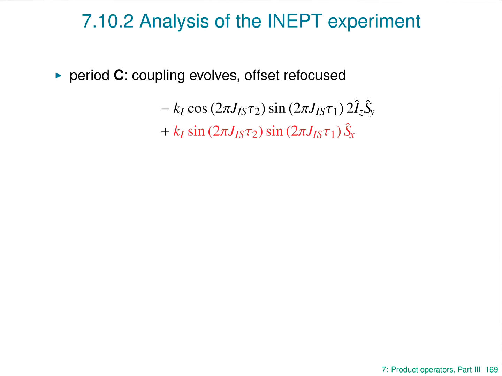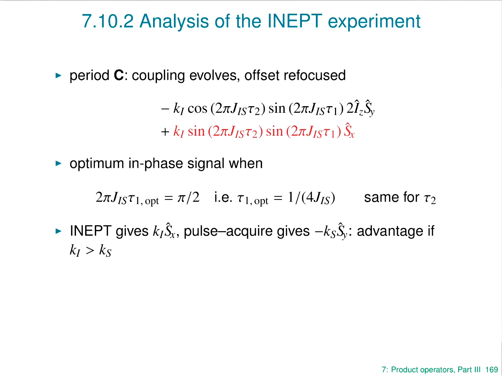So how do we optimize this term Sx? Well, if we think about the sine 2 pi J tau 1 term first, to get the optimum signal we want that to be 1, and that means that 2 pi J tau 1 should be pi over 2. And of course that means that tau 1 is 1 over 4J. Again, it's a familiar thing that the total duration of the spin echo will be 1 over 2J, because that's what takes you from in phase to antiphase. So the two individual parts of the spin echo will be 1 over 4J.